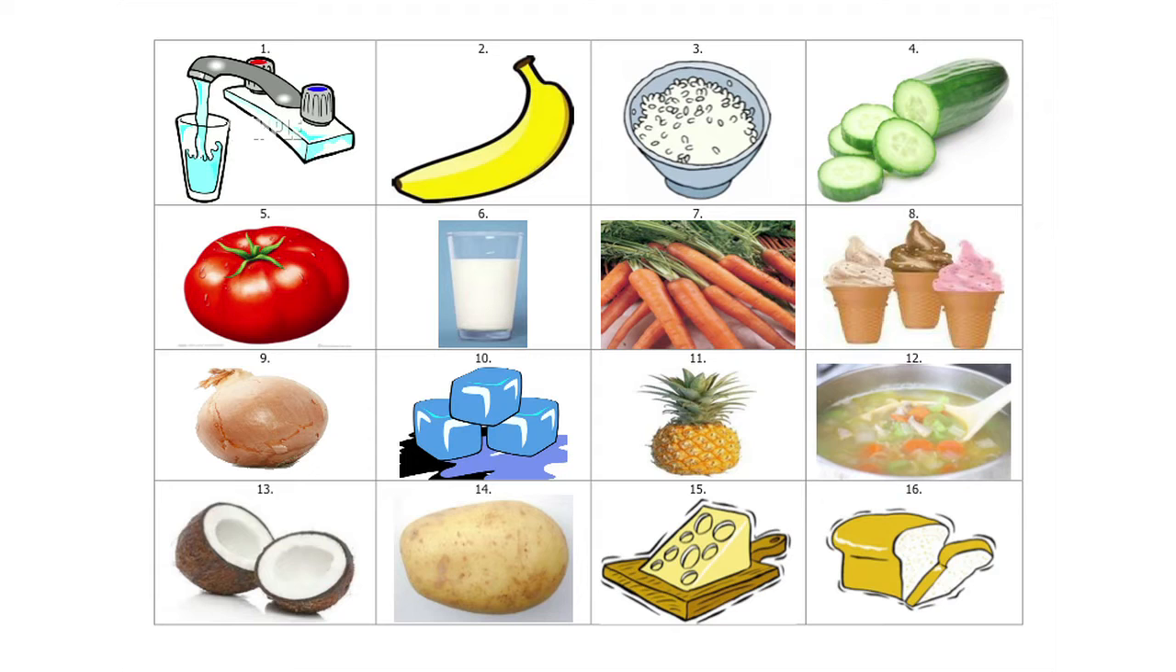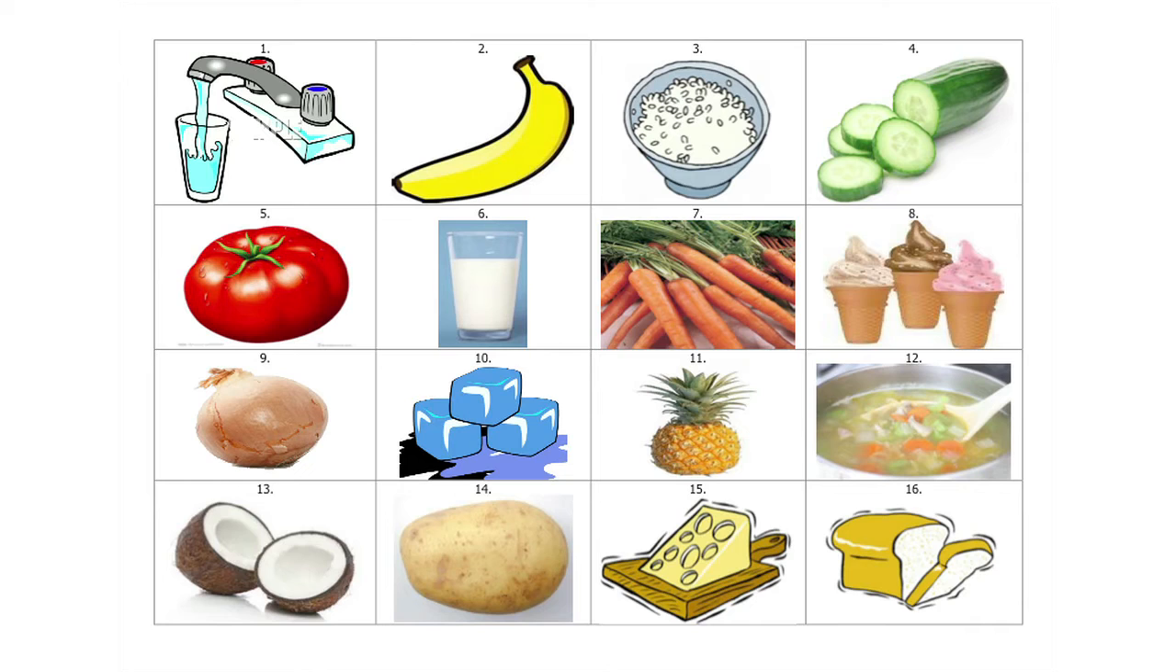Now, what are each of these things? What is number 1? Water. Good. Is it countable or uncountable? Uncountable. Good. Number 2, what is it? Banana. Is it countable or uncountable? Countable. Good. Number 3, what is it? Rice. Is it countable or uncountable? Uncountable. Good. If you don't know, Tamaru, you can look here. U is uncountable. C is countable. Okay?